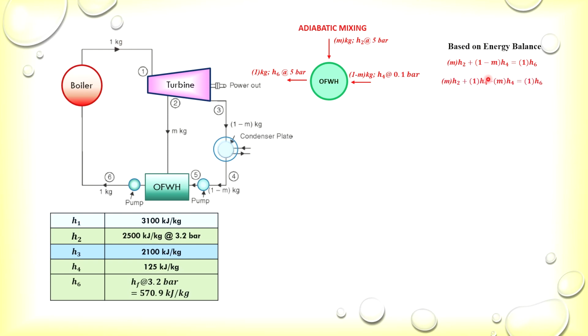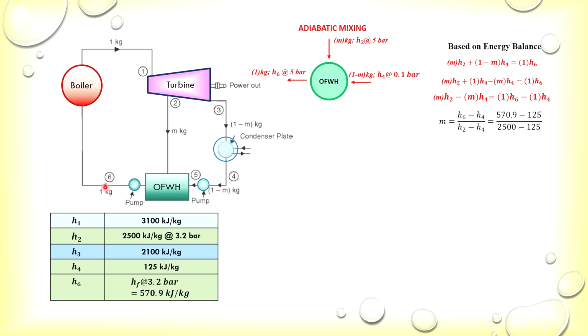By manipulating this equation, we put the terms with m on the left-hand side and those without on the right-hand side. The equation looks like this. From this, m equals (H6 minus H4) divided by (H2 minus H4). So we substitute H6, which we have found from hf at 3.2 bar.